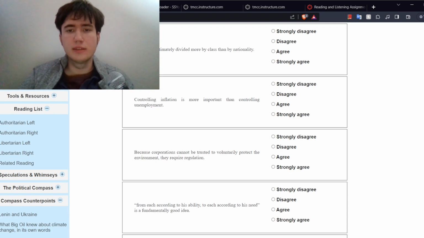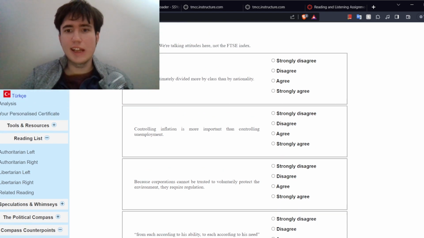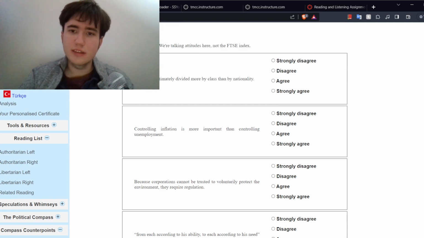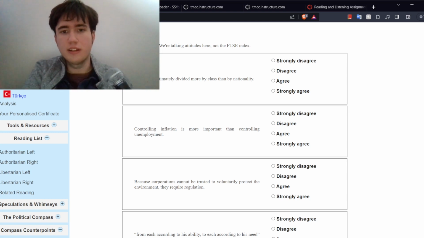And this is something that I don't know. I think we're divided by class and we're divided by nationality. I don't know that it's one or the other. I think it's a both thing. I mean, it really is.